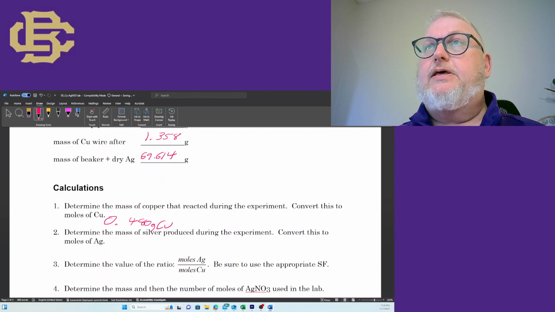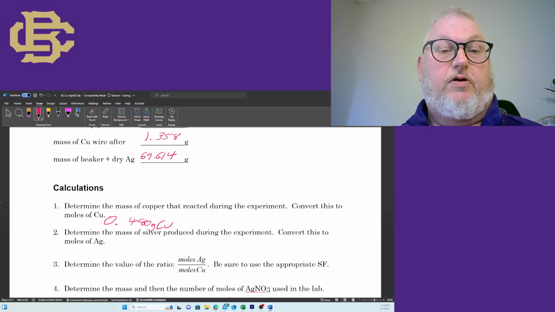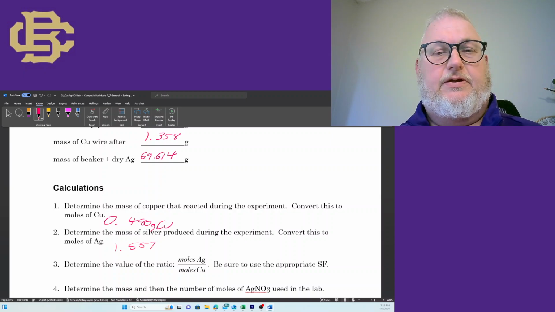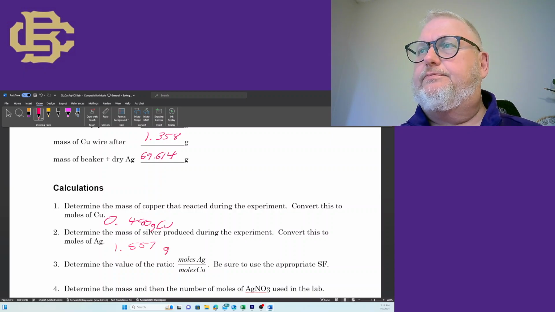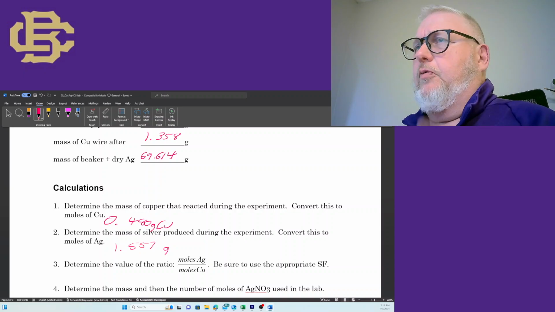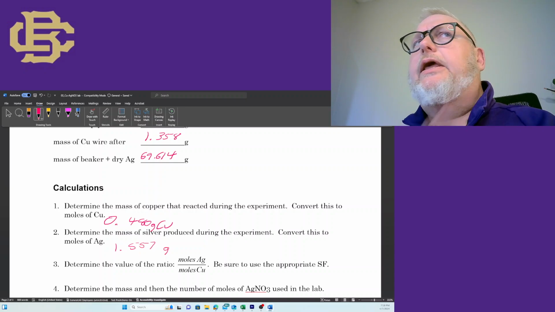Now let's see the mass of silver I produced. If I subtract the mass of the empty beaker before anything started from the mass of the beaker with the dry silver, I got 1.557 grams of silver. Okay, that gives me the mass of what I reacted and what I consumed, and that's cool, but I need moles.